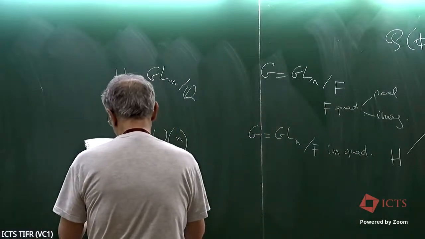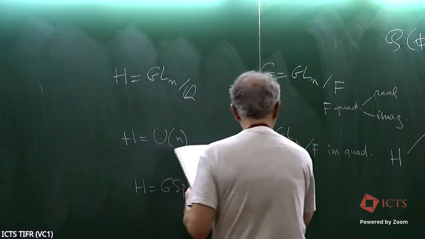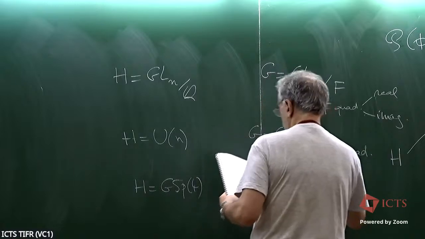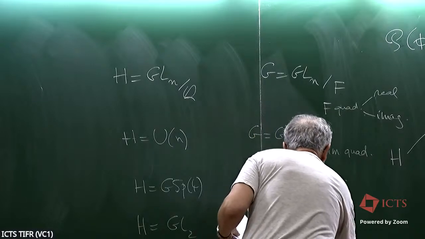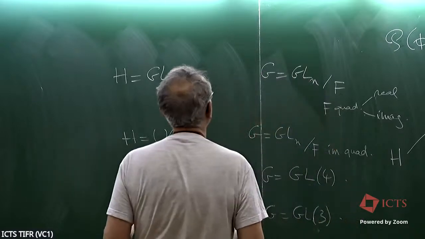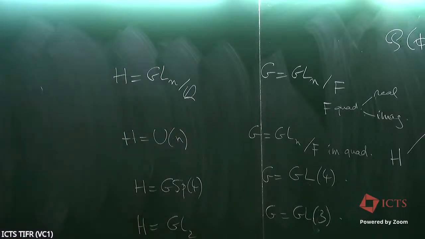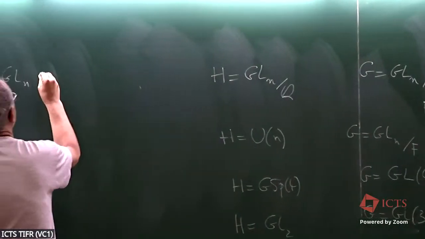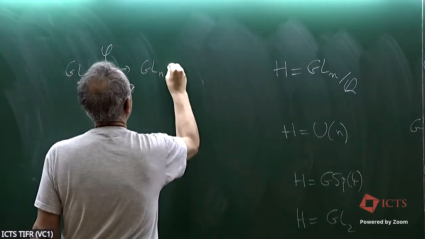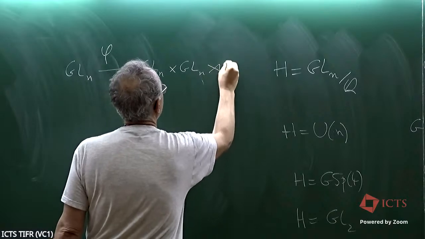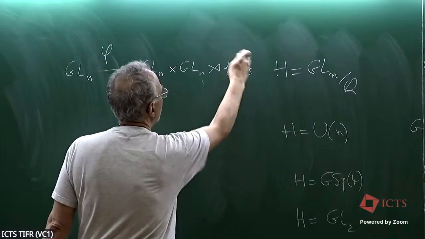You have the case of H being GSp4 and G is GL4. You have the case where H is GL2 and G is GL3. So what is the map phi? So what is the L group? It is GLN, okay? So in the first case, phi is from GLN to GLN times GLN semi-direct product with one C. So C is the generator. This is the Galois group of F over Q.